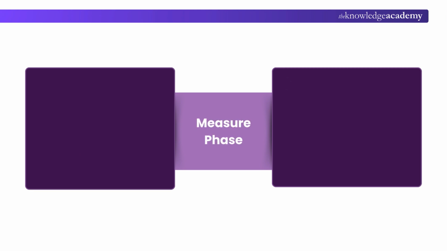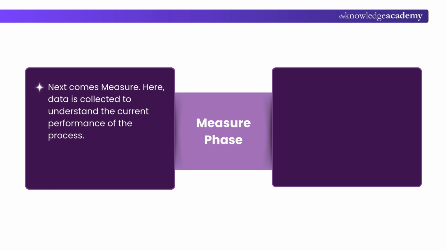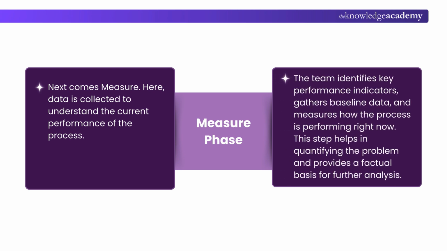Measure phase. Next comes measure. Here, data is collected to understand the current performance of the process. The team identifies key performance indicators, gathers baseline data, and measures how the process is performing right now. This step helps in quantifying the problem and provides a factual basis for further analysis.